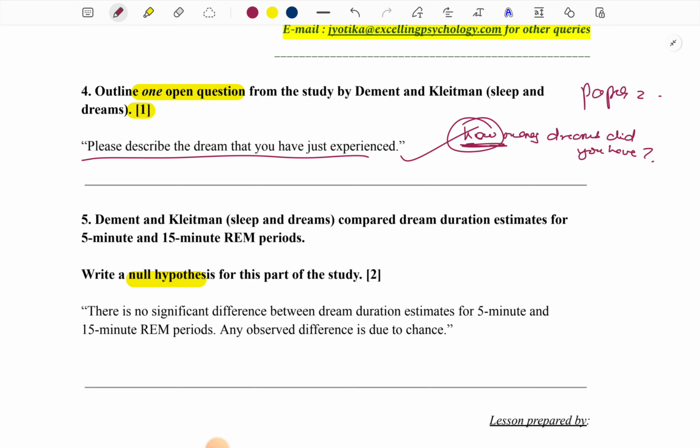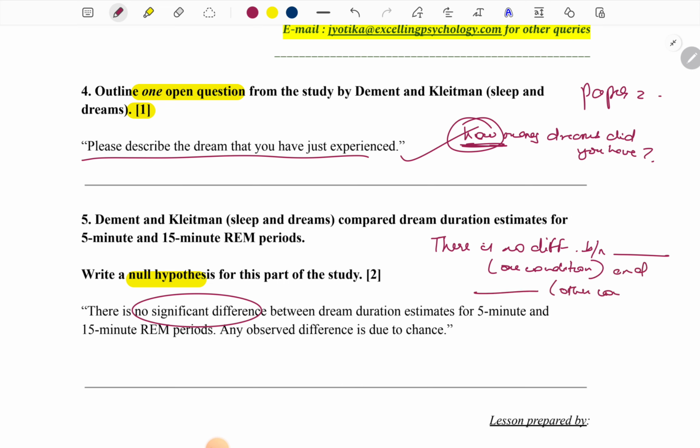For a null hypothesis, you always have to give a statement of no difference if it's an experiment. This is an experiment, Dement and Kleitman. Know your templates or know your patterns of writing for your hypothesis. There is no difference. Always will begin that way for an experiment, between dash, which will be one condition, and then there will be dash, which is another condition, on dash, which will be the dependent variable, right? So know these formats and keep practicing them for all the studies, because it gives you good practice also and helps you prepare for the paper 2 course studies question.